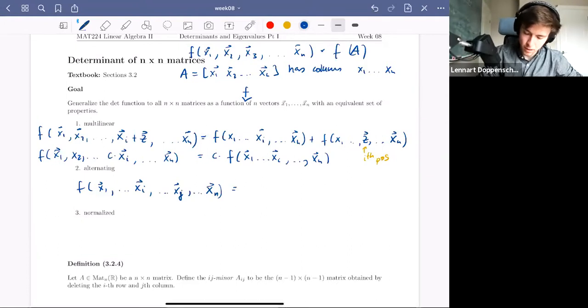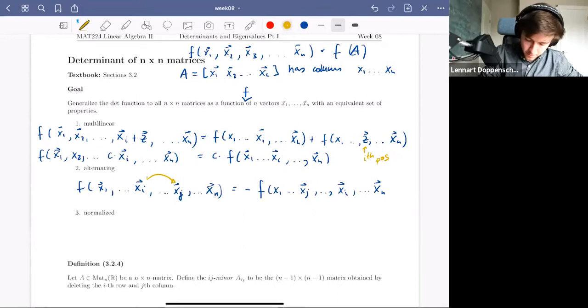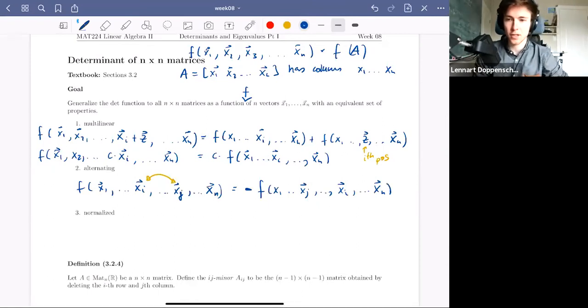Then what we want is that if we change these two, this should be minus the same. So we have the xj on the ith position and then the xi on the jth position, and nothing else changes. So only these two get swapped. Then I want there to be a minus sign in front of the function. And we saw that this is true for the 2x2 determinant. This is just making it more general.